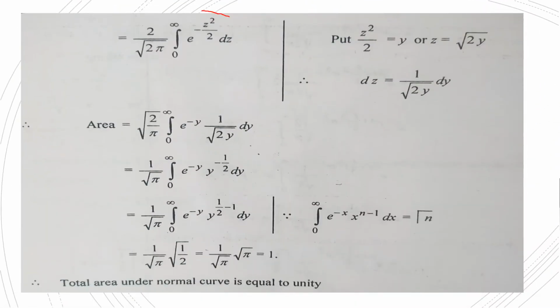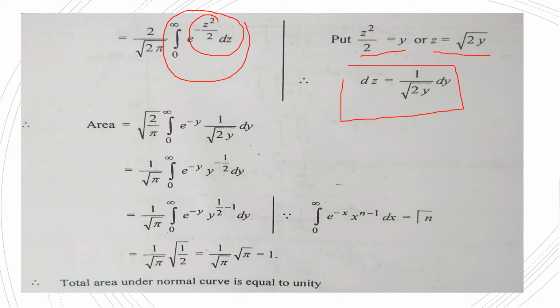Taking two times the integration, the integral becomes 2 times from 0 to infinity. Now we have to solve this integral. In order to solve it, we will put z square by 2 is equal to y. From here we get z is equal to root 2y. Now we get dz is equal to 1 by root 2y dy by differentiating it. By putting all the values, the 2 gets rationalized, and root 2 is cancelled with root 2, so we get this one.